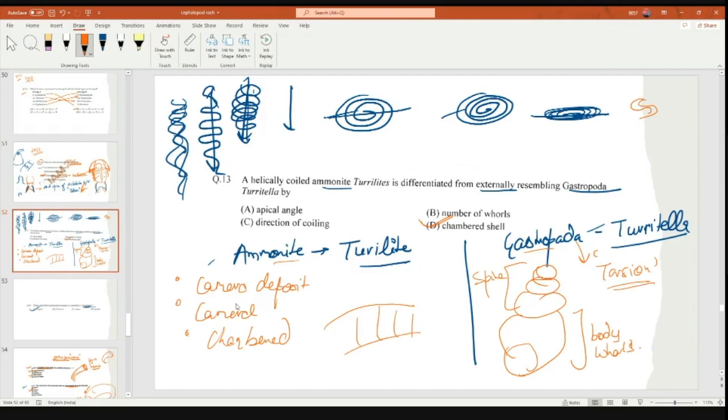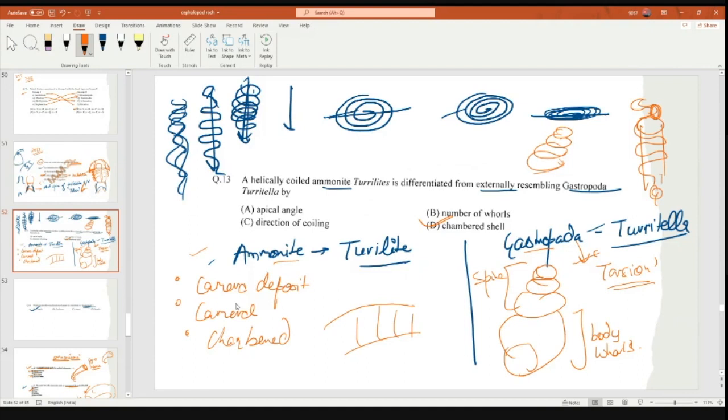This torsion is a complete 360 degree twist, right? Suppose there is a rod-like structure, and you twist it like this, holding it at one position on one side. If you twist like this, it will be formed like this. So this will be showing torsion. So here is twisting of the shell, but they are not chambered, whereas in the case of ammonoids this one is chambered.